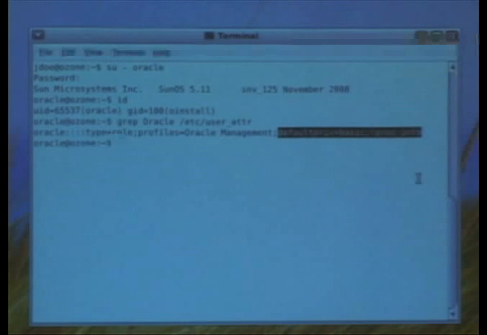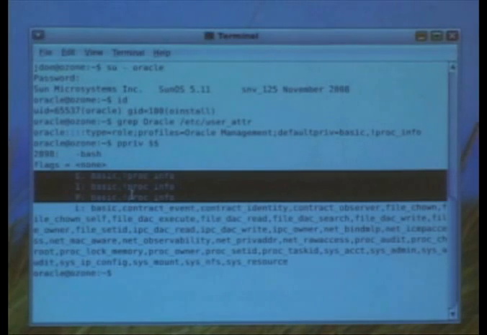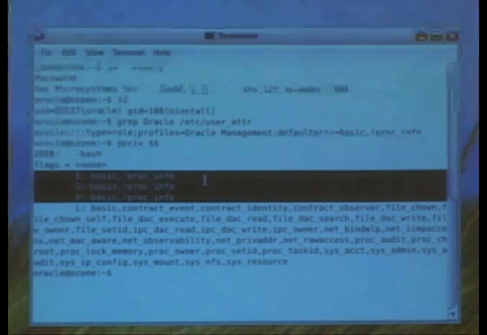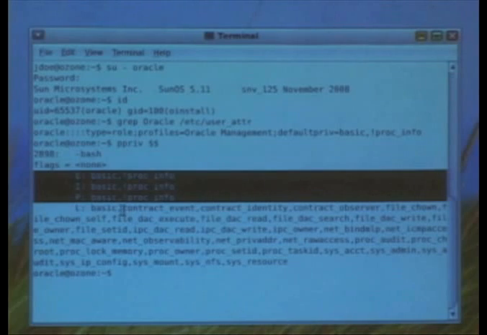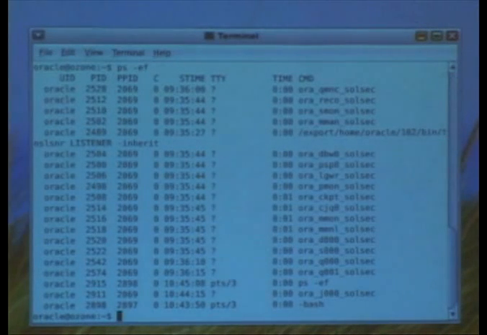That means if I do a PS, I can only see my own privileges now as role oracle. I cannot see anyone else's anymore. Okay? So let's do that. If I do a ppriv on the current shell, the effective, inheritable, and permitted sets are all basic without proc info. And the limit set, this is a bit hard to parse, but this is basically the zone limited privilege set. So it's not all privileges, but what's available to the zone as a limit set. All right, that's nice. So if I do a PS, I really only see Oracle processes. I see nothing root.